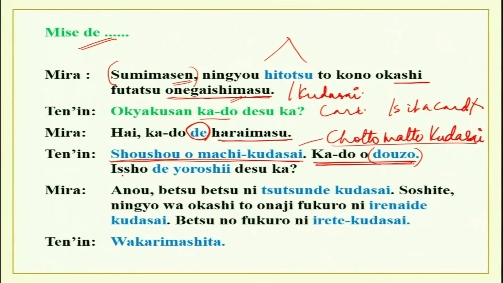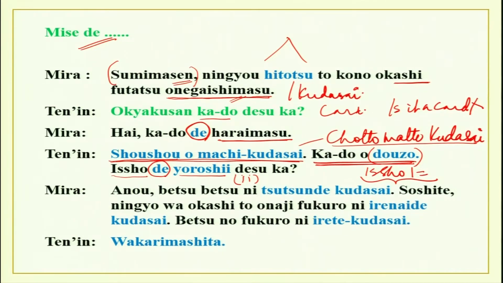Issho de yoroshii desu ka? Issho you have done with issho ni, together with. Issho de yoroshii desu ka? Is it all right if I put it together? Issho de. Yoroshii is very, very polite for ii. Is it all right? Is it okay?